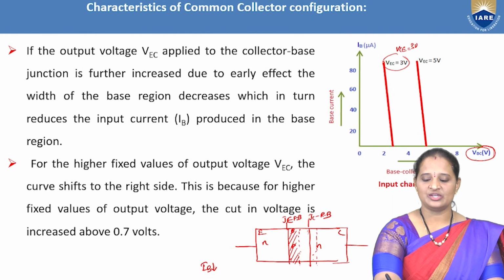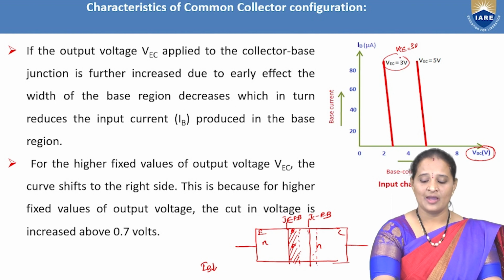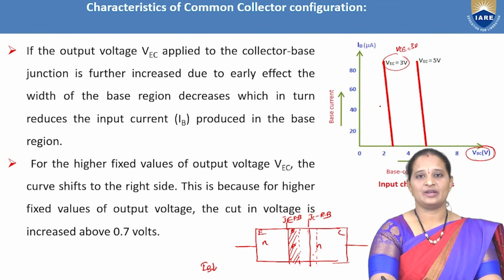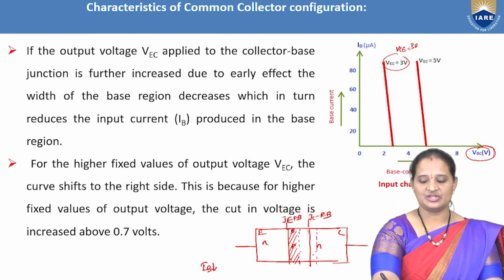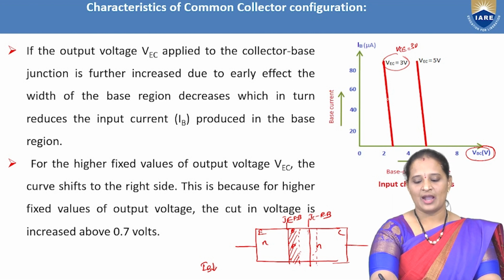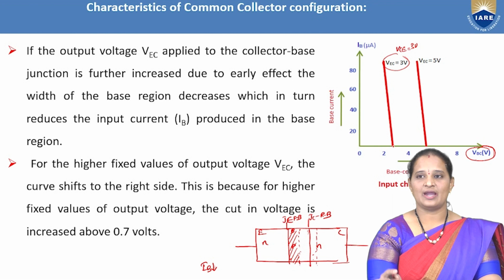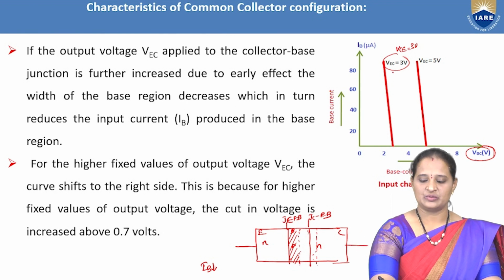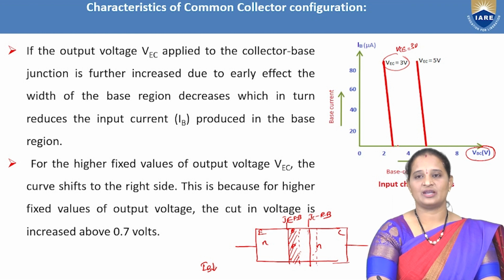So that means initially the base current will be high, and as the base to collector voltage VBC is increasing, the base current will be reduced. That is why initially it starts from a high value and goes on decreasing. At one point of VBC, the base current will be reduced to 0. So this is the curve we are getting like this.